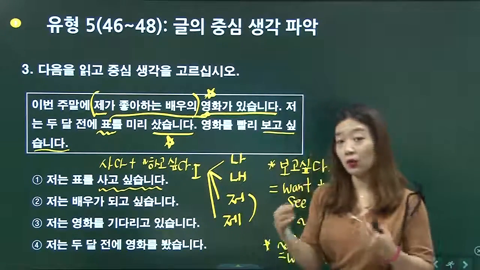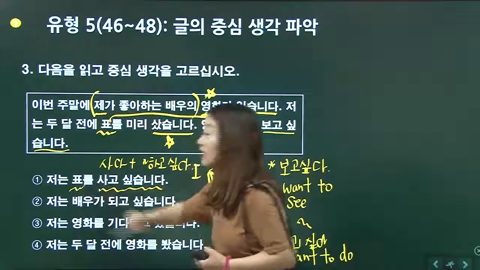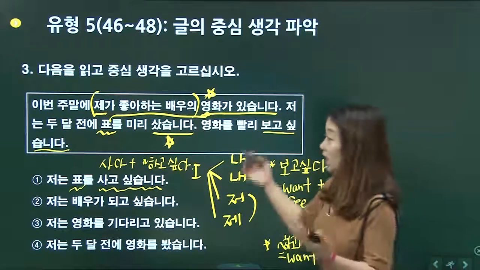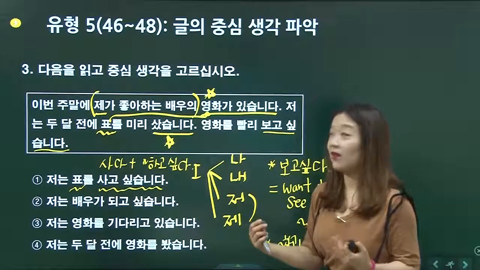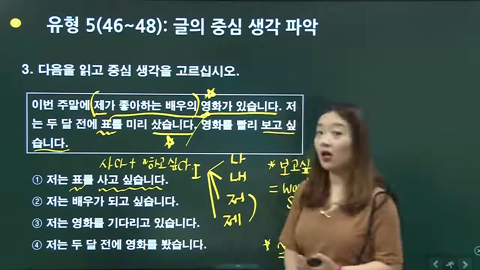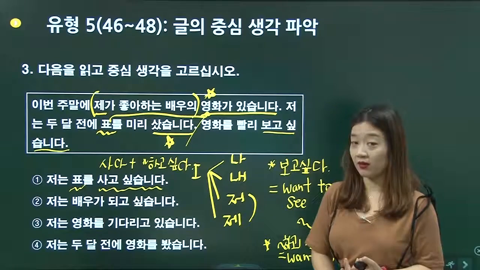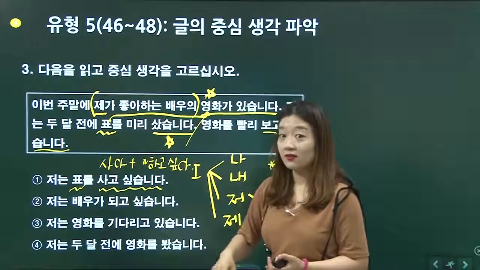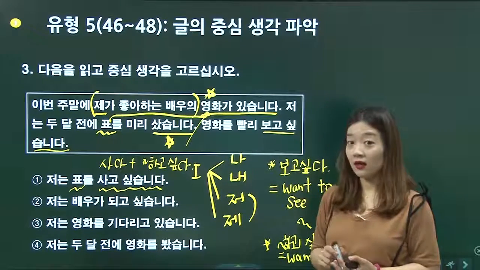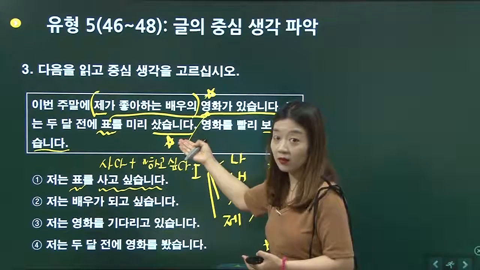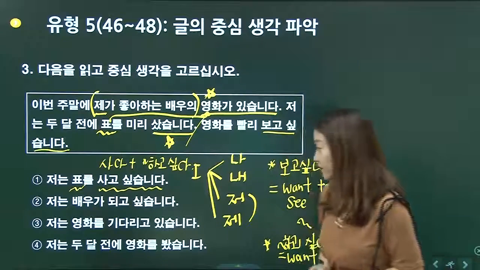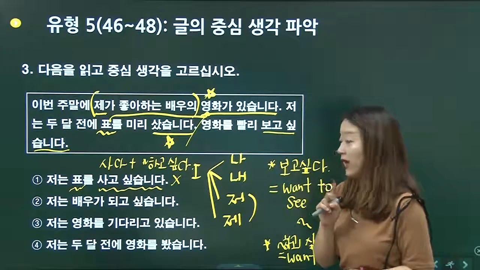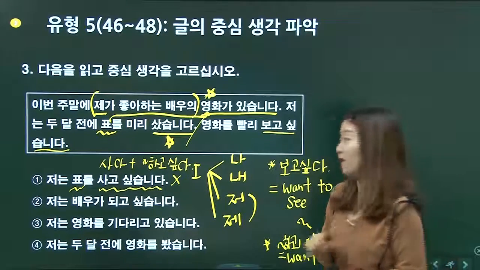Want to buy. I want to buy what? Ticket. I want to buy the movie ticket. Do I want to buy a movie ticket? No, because I already bought a ticket, right? 샀습니다. I'm using the past form, right? So B, it's wrong. Number two, 저는 배우가 되고 싶습니다.